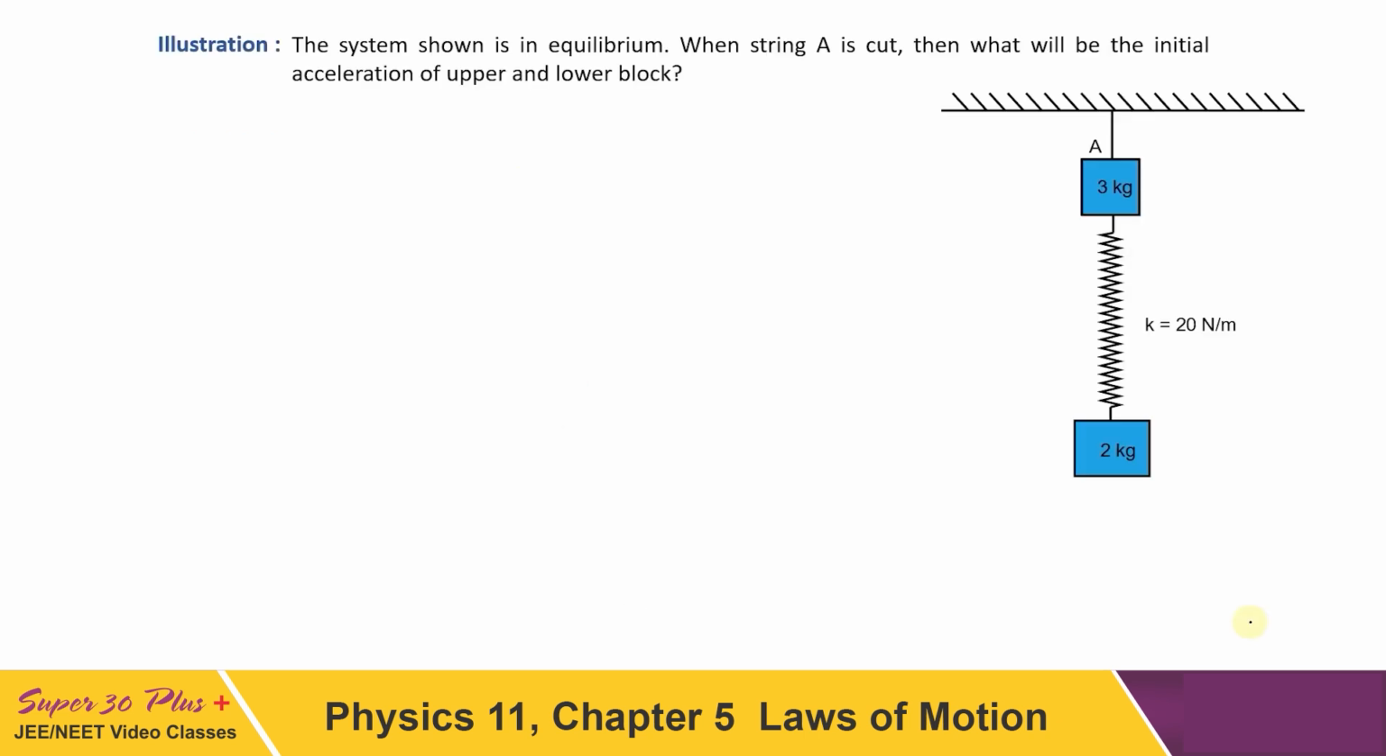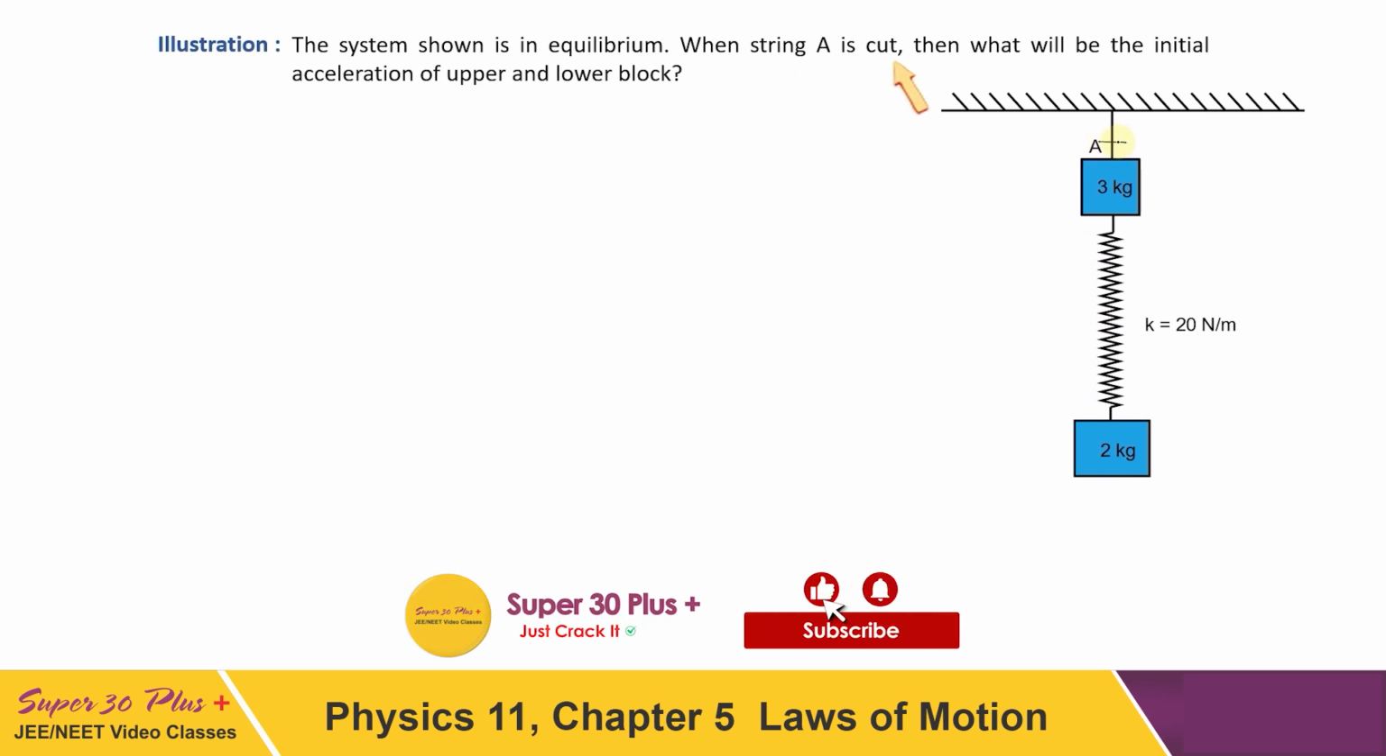One more example is there for a spring block system. This time the system is vertical. So here it is shown that one 3 kg block and one 2 kg block are attached with the help of a spring and tied to a rigid support vertically. Now it is asking: when string A is cut, this is cut from here, what will be the initial acceleration of the upper and lower block?